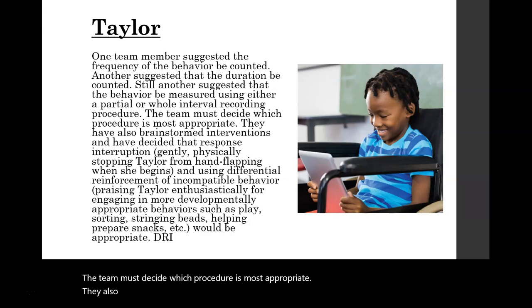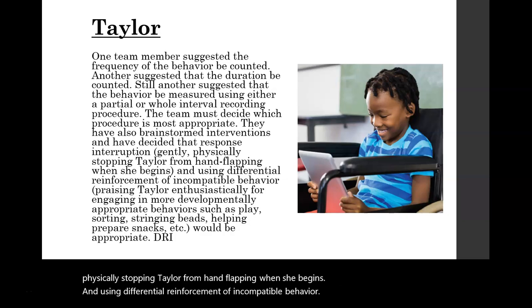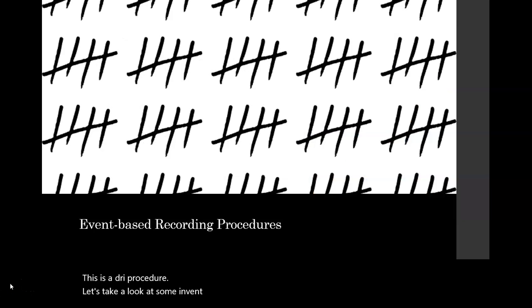They also have brainstormed interventions and have decided that response interruption, gently, physically stopping Taylor from hand flapping when she begins, and using differential reinforcement of incompatible behavior, praising Taylor enthusiastically for engaging in more developmentally appropriate behaviors, such as play, sorting, stringing beads, and helping prepare snacks, would be appropriate. This is a DRI procedure. Let's take a look at some event-based recording procedures.